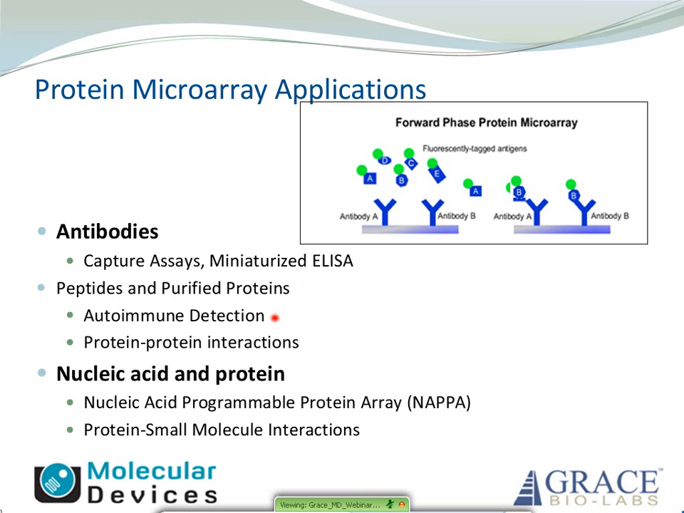Another configuration is termed nucleic acid programmable protein arrays, or NAPA, where DNA expression vectors are spotted and proteins are expressed directly on the array spots. And possible applications for this configuration vary, but they have been used to study protein-protein interactions and protein small molecule interactions.